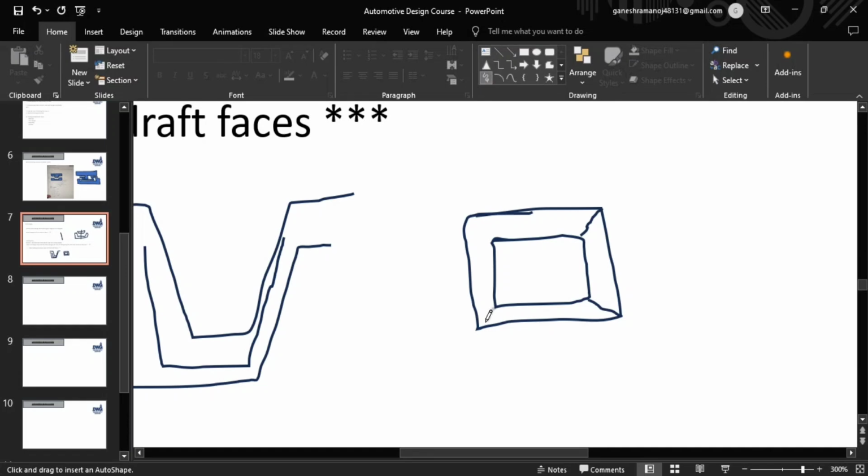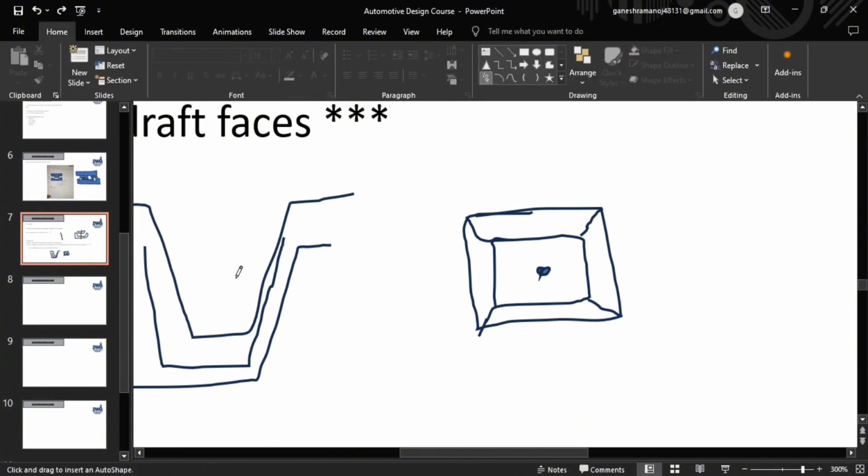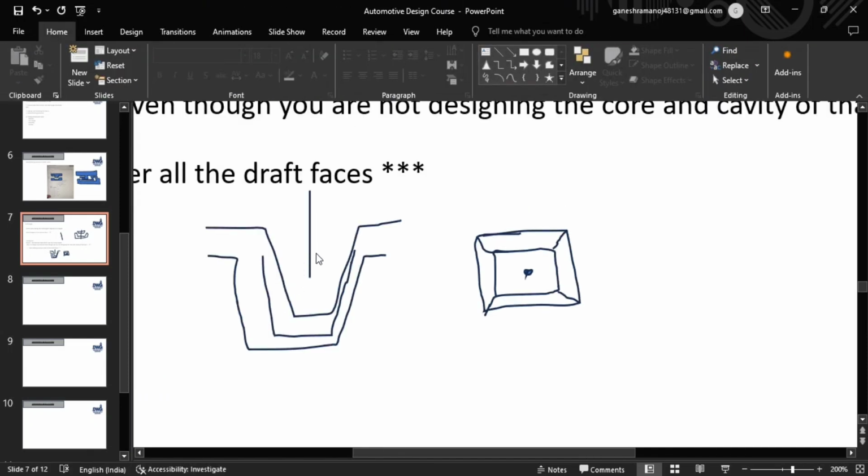This is a top view. When you are seeing it from the top side, you see this outer edge as the top, and this will be your base. In this case, I'll put one point here. Actually it is not a point, it is a straight line like this. So this is the tooling axis.